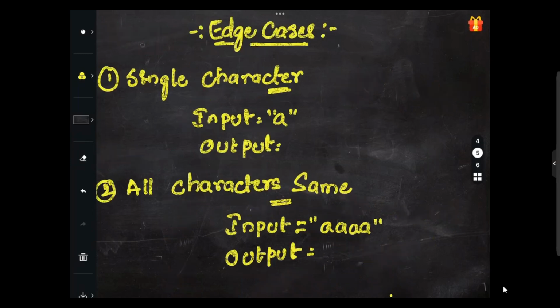So next, let's discuss the edge cases one by one. First edge case I'll be going with here is single character. So input, I have considered only one character. A single character is a palindrome of itself. We know that. Output will be A itself.